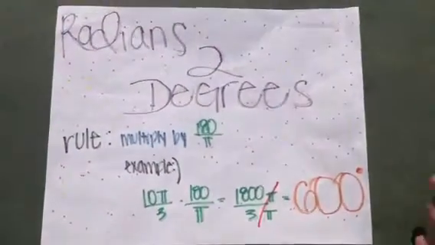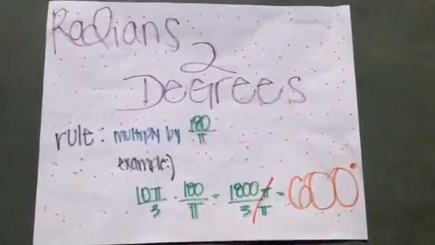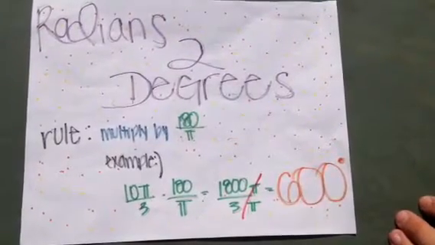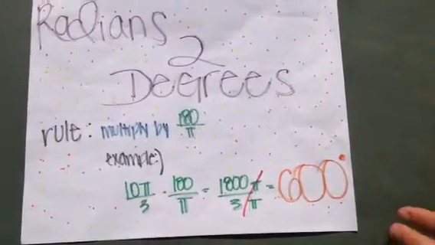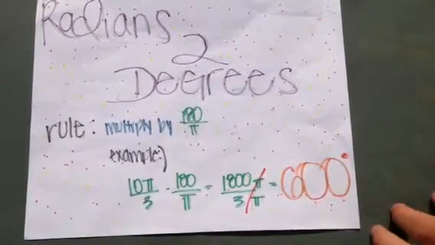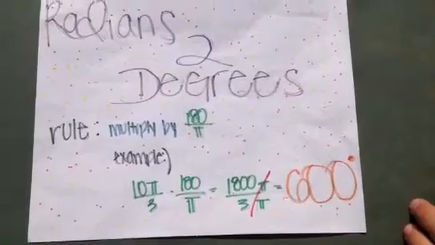Then you have radians to degrees. The rule for this is to multiply by 180 over pi. If you had 10π/3, you'd multiply by 180/π. That would give you 1800π over 3π. Then you could cancel out the pi's and you'd be left with 600 degrees.